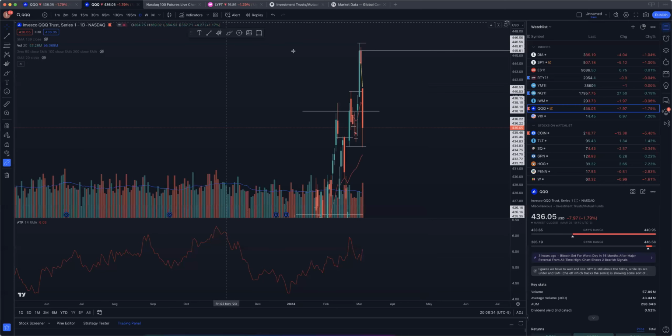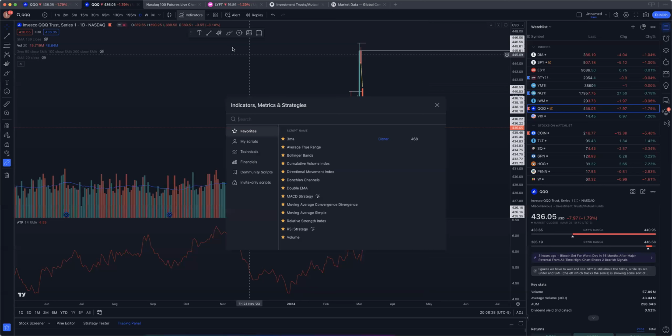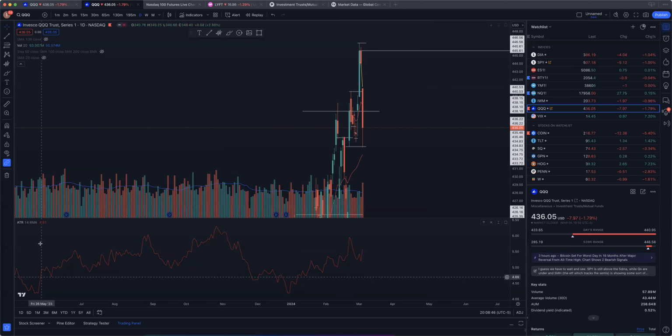So if you don't know what ATR means, especially if you're new here, go to indicators and look for average true range right over here. Add this indicator to your charts, and if you want to see the number, it will be right here in the left-hand corner of your screen. What ATR actually tells you is the expected move for that particular stock for that particular day.